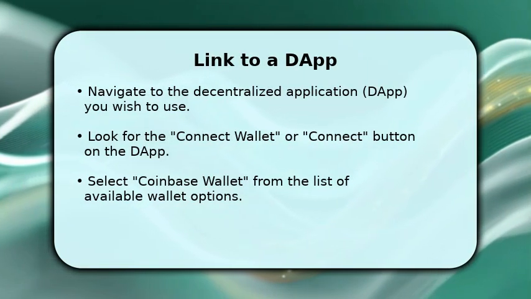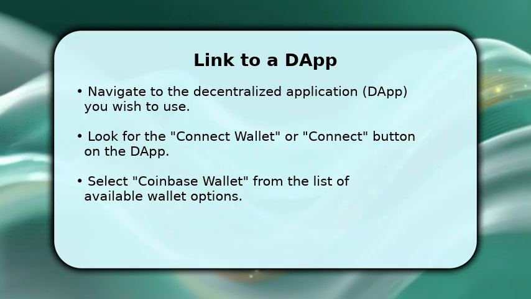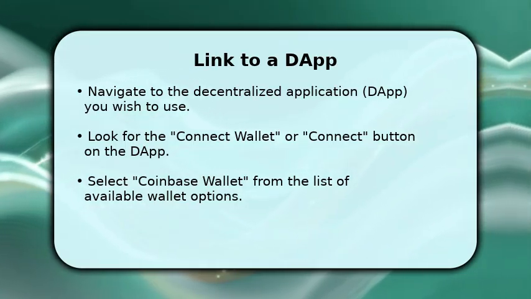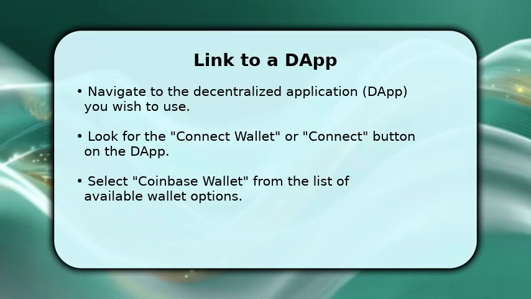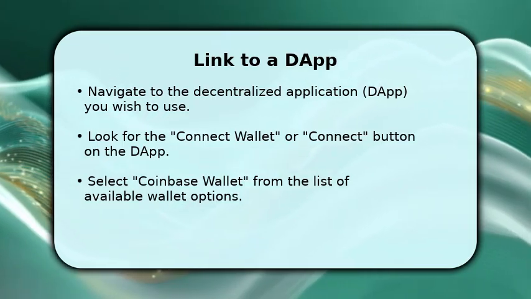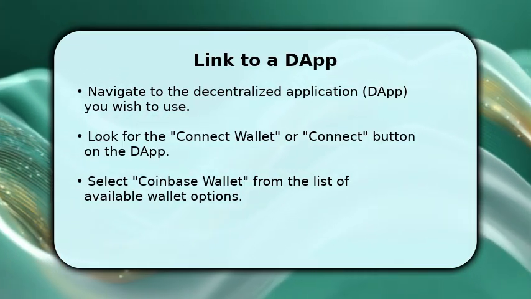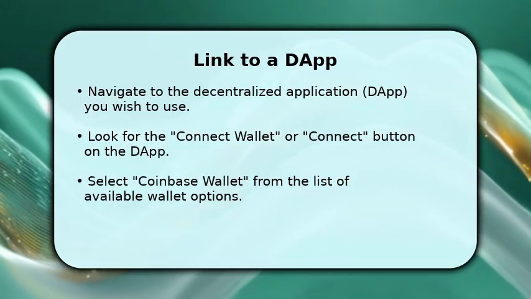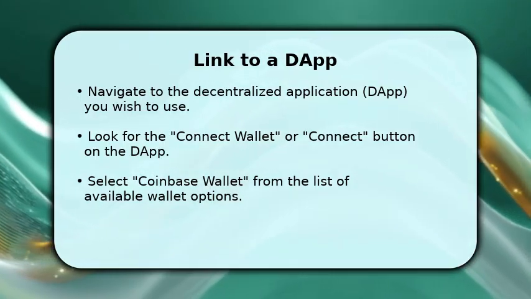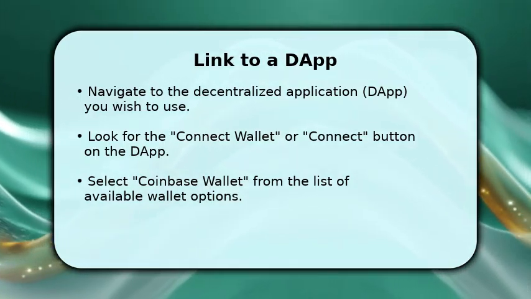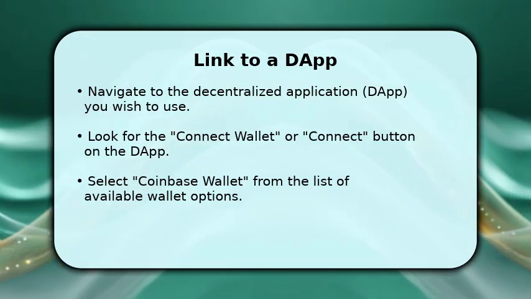Now, let's link your wallet to a decentralized application. Open your web browser and go to the D app you want to interact with. On the D app's website, locate and click the Connect Wallet or Connect button, usually found in the top right corner. A list of wallet options will appear. Choose Coinbase Wallet to proceed with the connection process.